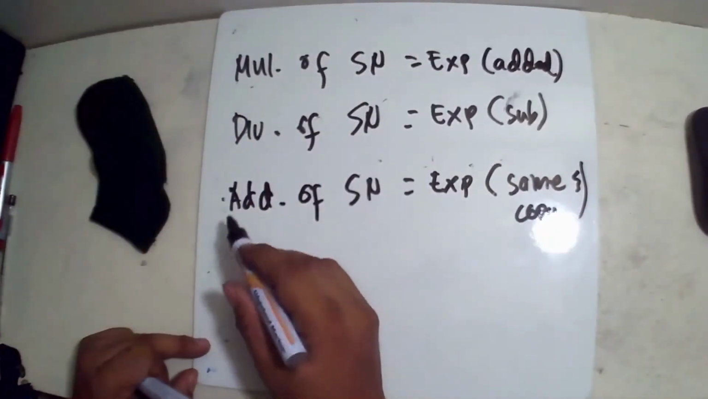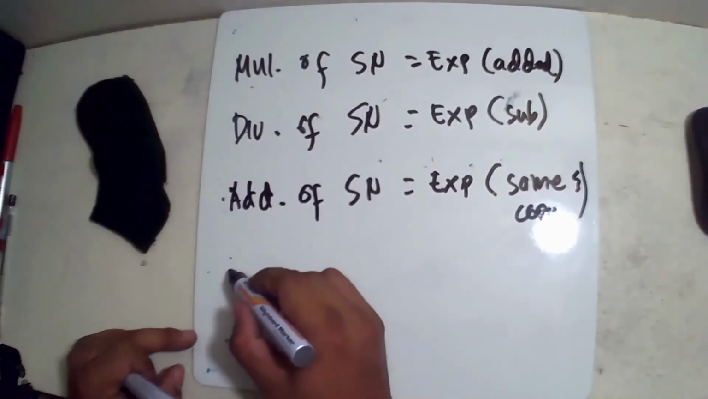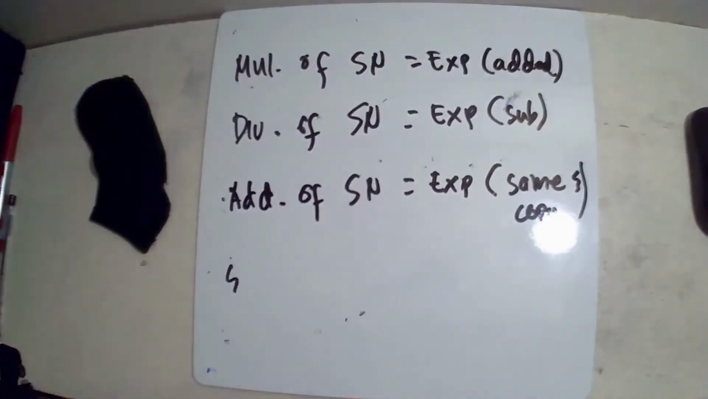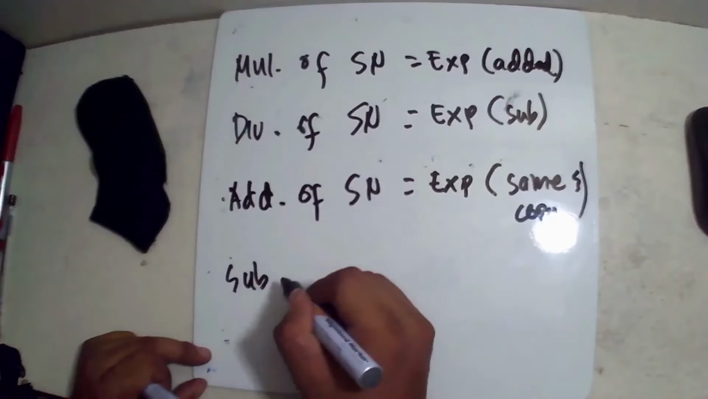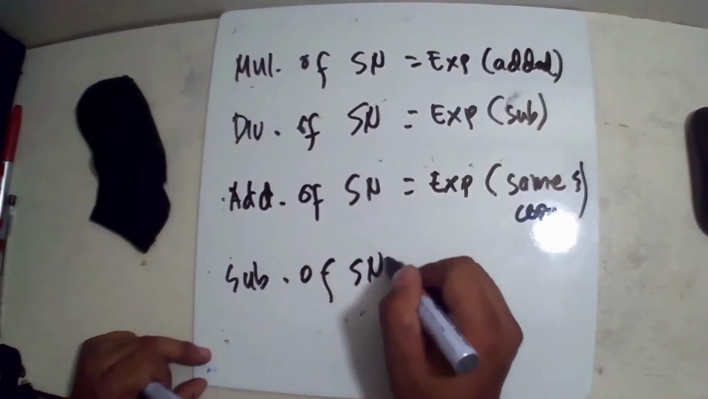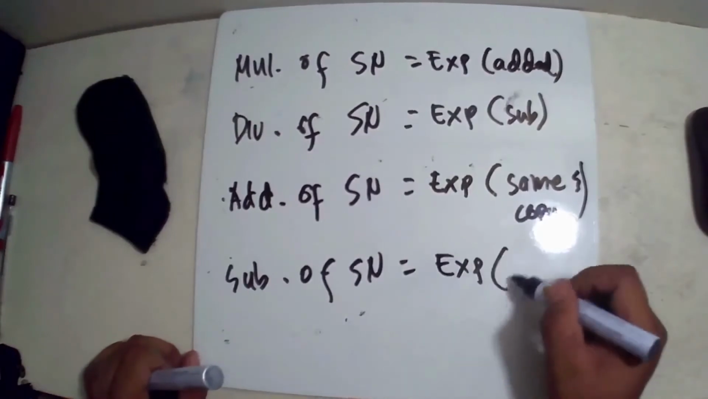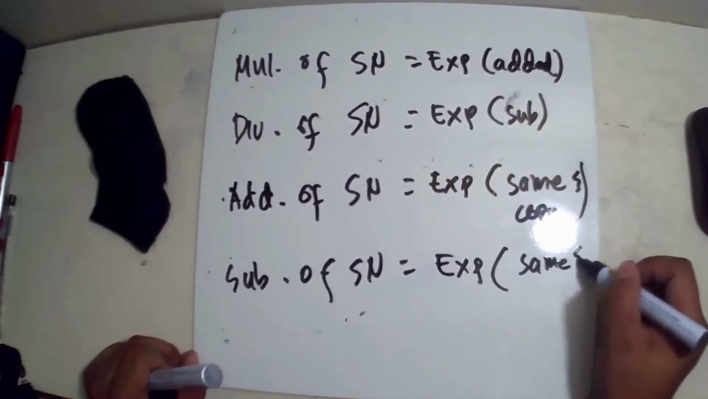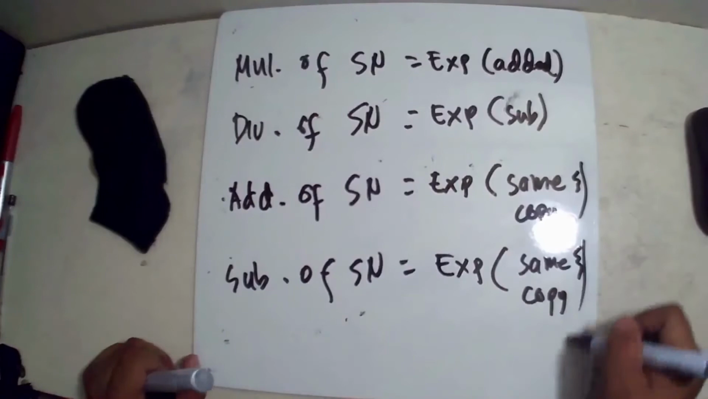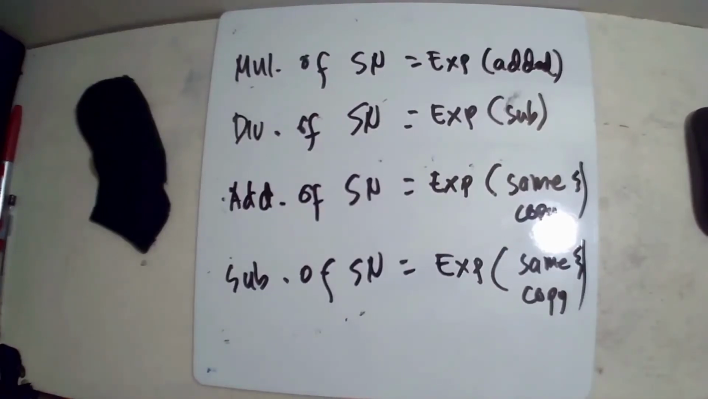Subtraction is just the same as addition. For subtraction of scientific notation, the exponents should be the same, and you copy the exponent. So these are the summaries for each operation of scientific notation.